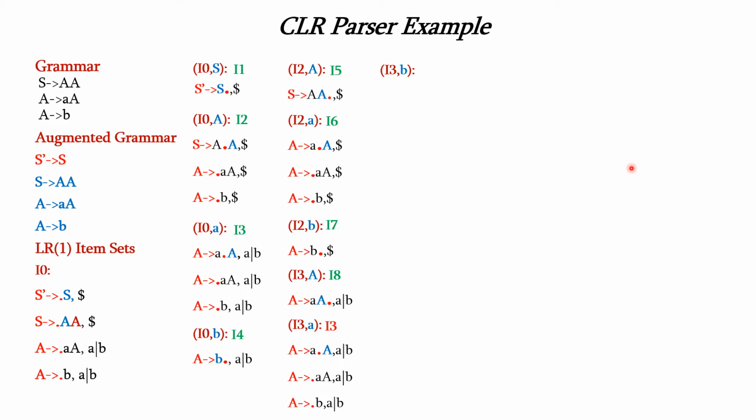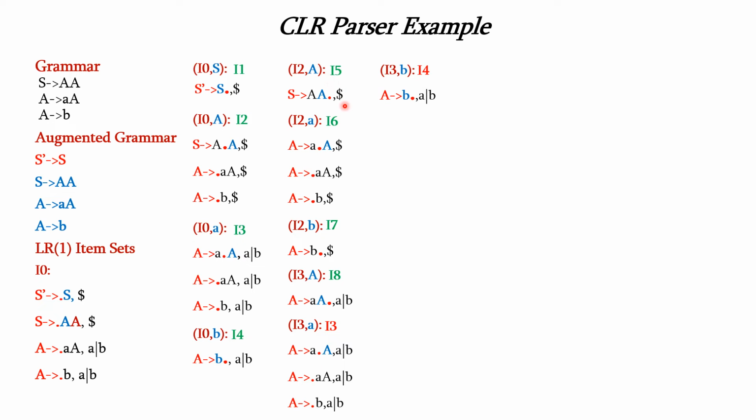So I3 comma B means move the dot one position to the right, so we can write it as A tends to B dot comma A R B. We have to check whether this is already existing. Yes, it is existing, that is item set 4, so we give the same name. So I3 is completed. If you consider I4, the dot is at the end of the production.